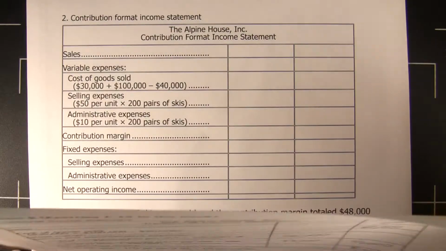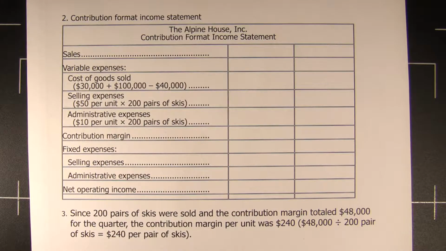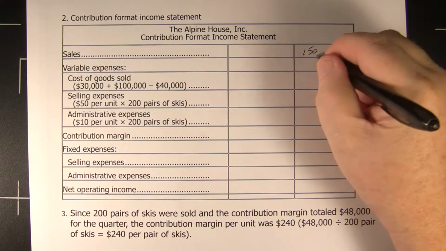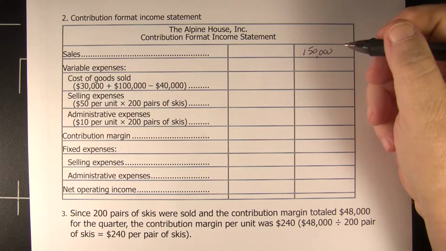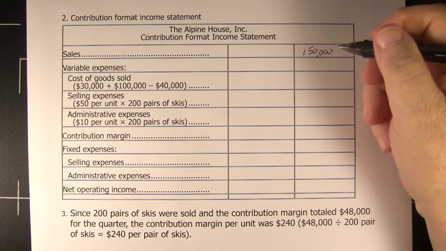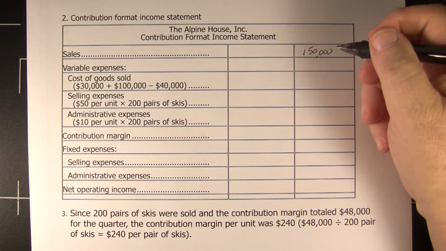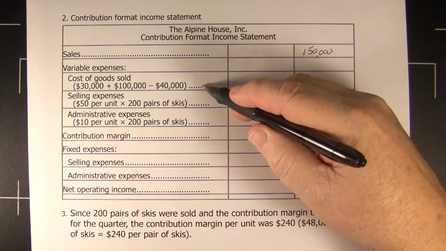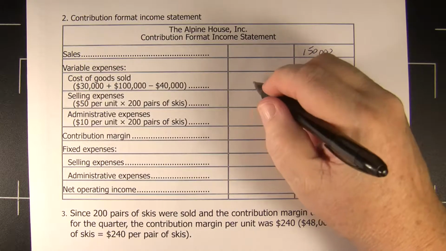Now we're going to do the same information in the contribution margin format, where we look at the expenses not as how they function, but how they behave. So we're going to look at our sales. Our sales stay the same. That doesn't change, 150,000. But our cost of goods sold here is our variable cost, and that's still 90,000 because for every pair of skis we sell, we have variable cost. So our variable cost of goods sold is still 90,000. That doesn't change.